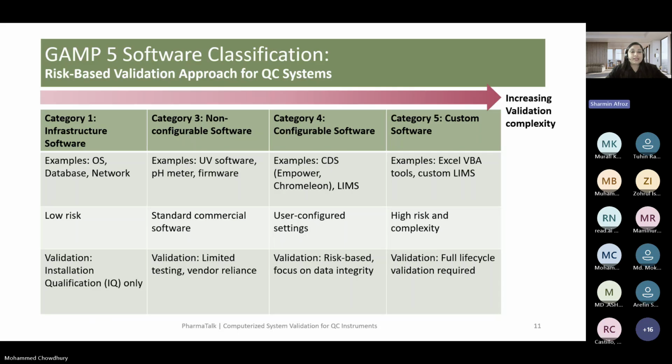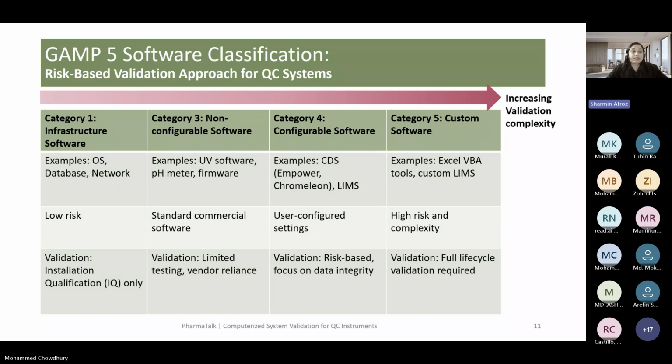Now let's understand GAMP 5 software classification, which is the foundation of a risk-based validation approach. GAMP 5 categorizes software based on complexity and risk. Starting with category 1, it is infrastructure software like operating systems, networks, databases, and these are the low risk software. Typically IQ, installation qualification, is sufficient for this group.